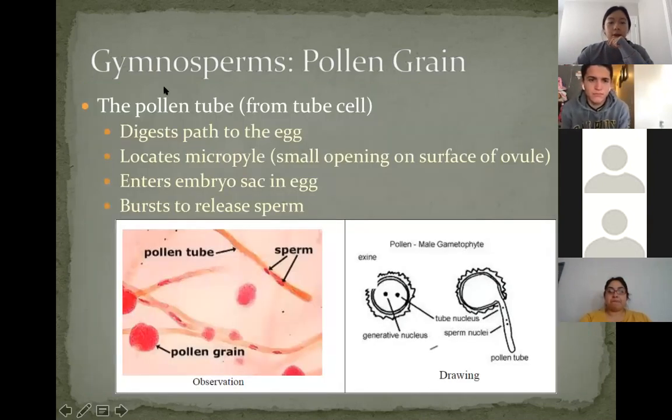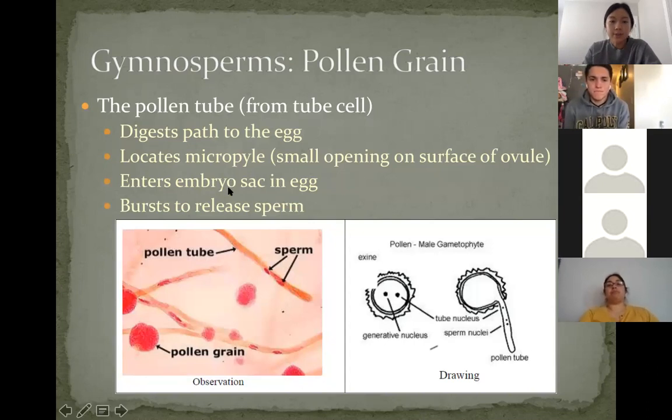Okay, so like I said, the pollen tube, which is produced from the tube cell of the pollen grain, what it basically does is when that microsporangium opens and disperses all the pollen grains through the wind, hopefully that pollen grain will land on a female cone or a female ovule specifically. On that female ovule, when that pollen grain lands, it's going to get a cue to produce the pollen tube.